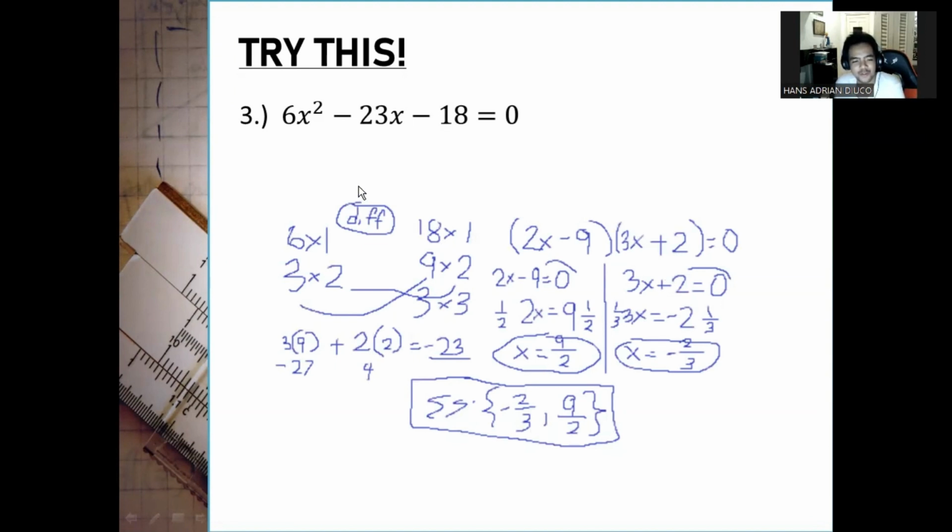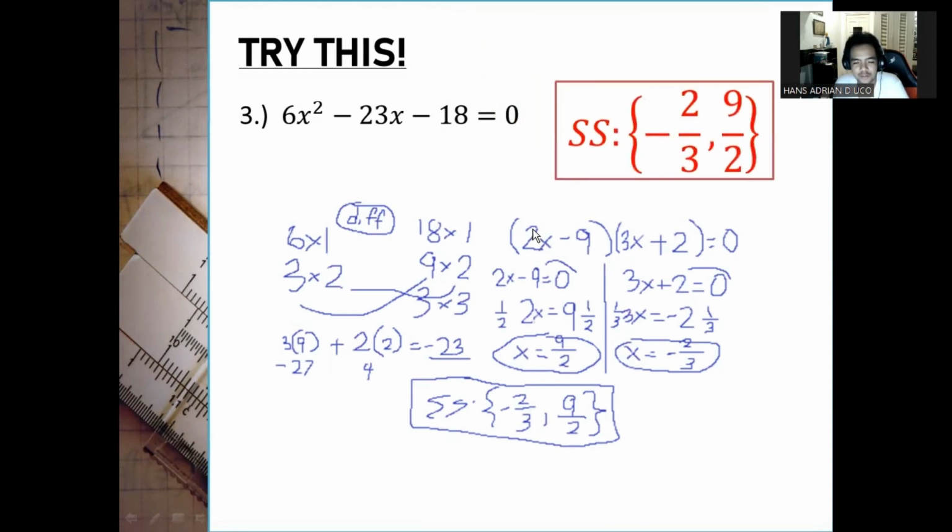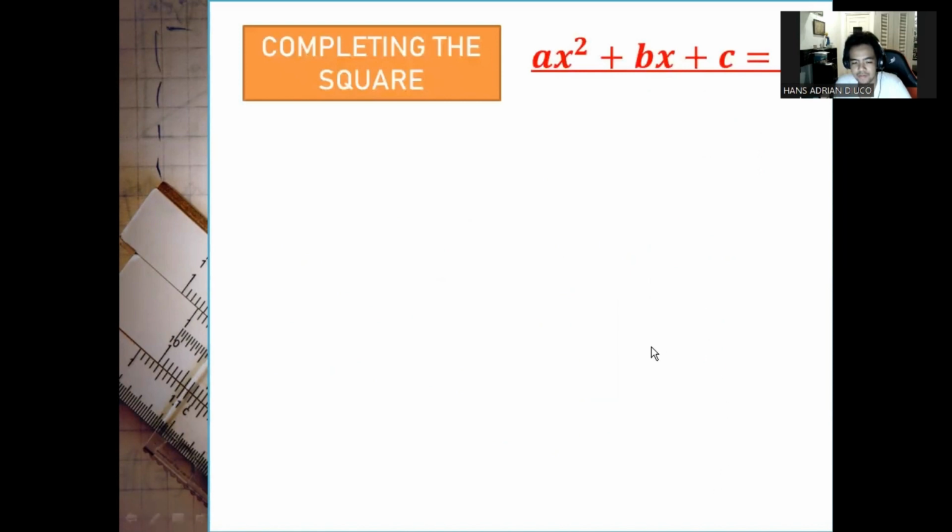Oh, I wrote down diff. Okay, so you won't forget. Yeah, it's very confusing. Okay, number 16, are you the top notcher in the class? This is beyond fast. Anyway, this is correct. Negative 2/3 and 9/2. Okay, so, completing the square.